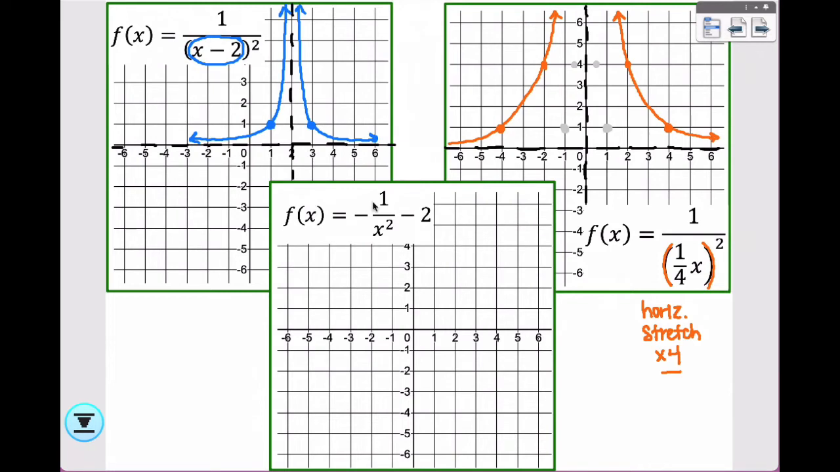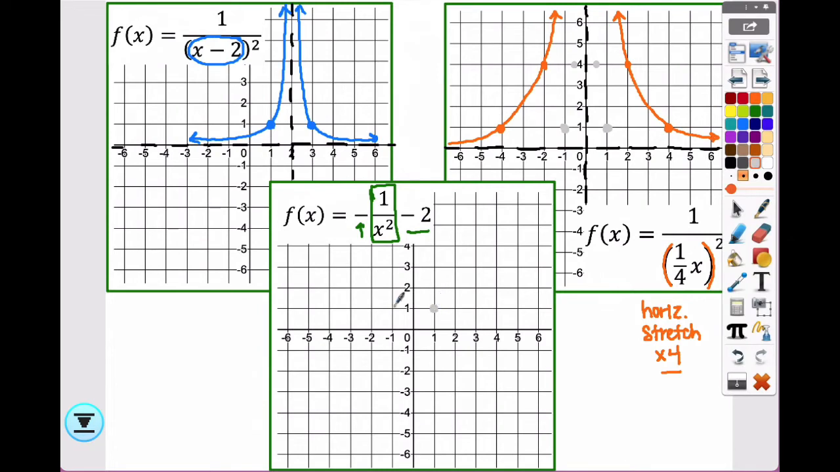And then the last one has a few things. So here's my parent function. I've got a negative out in front, which means I'm going to reflect vertically. And then this -2 out in back, also a vertical change, meaning we're going to go down 2. So normally I would have points here and here. But we're reflecting those, a vertical reflection across the x-axis. And we'll also be moving those down 2 each.